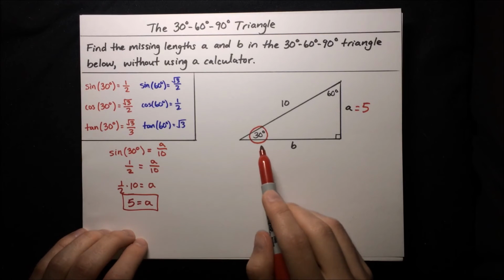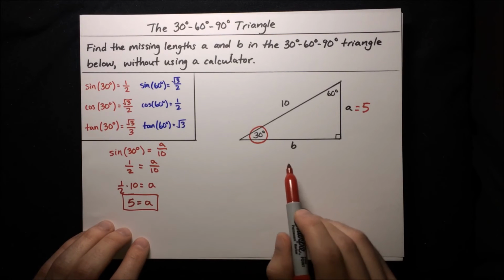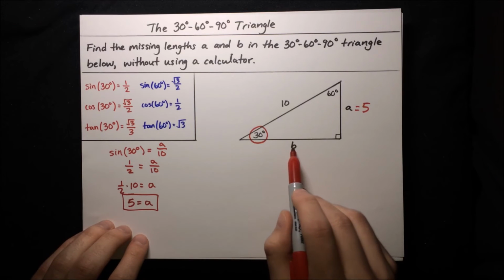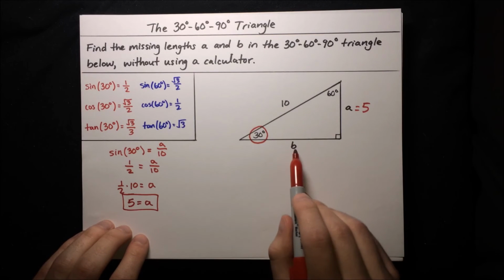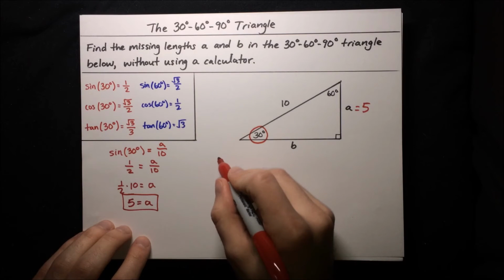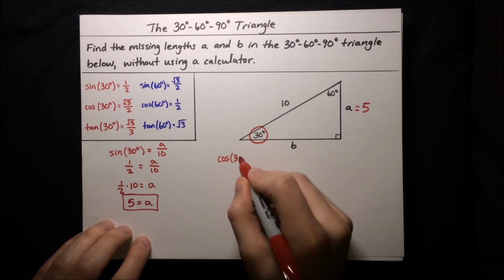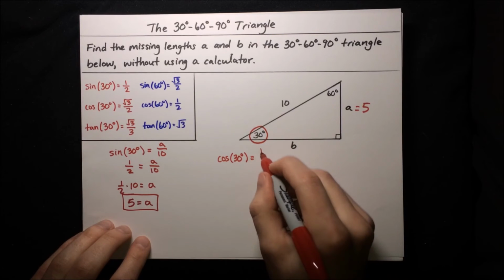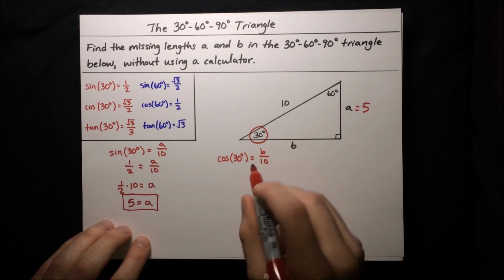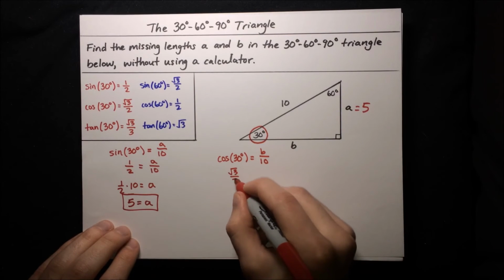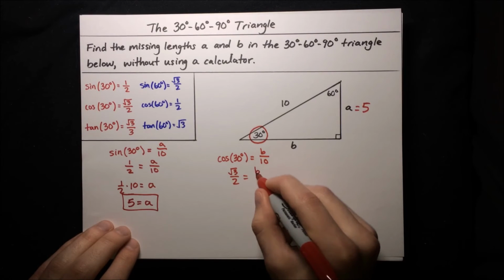So why don't we see if we can do a similar thing for side B? So side B, how about we try to relate B and 10? This time B is the adjacent side here. What pairs adjacent with hypotenuse? So CAH, C-A-H, that's cosine. So cosine 30 is what we should use in our equation. Cosine of 30 degrees here, that's equal to adjacent over hypotenuse, so B over 10. And cosine 30 degrees, we already know that's just root 3 over 2. So root 3 over 2 has to equal B over 10.